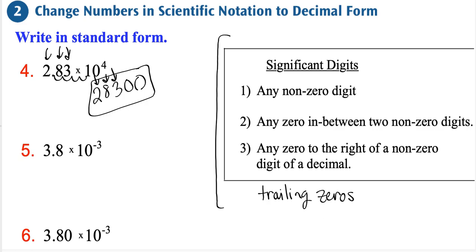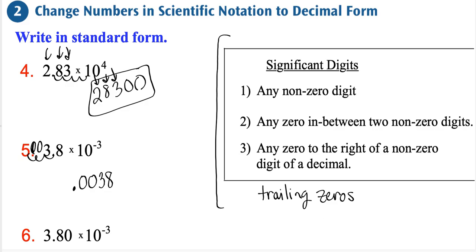All right, number 5, negative exponent. Negative exponent means this is getting smaller because it's going to be moving the decimal place to the left. So we go 1, 2, 3. Put that decimal down. We got 2 spaces here. Those are where zeros should go. So 0.00 38.